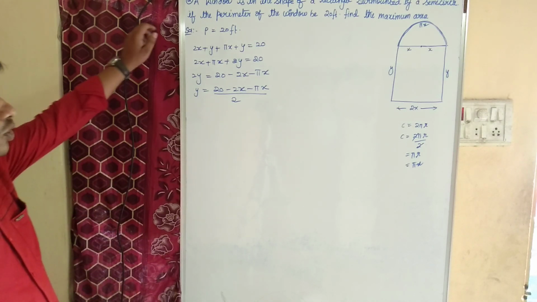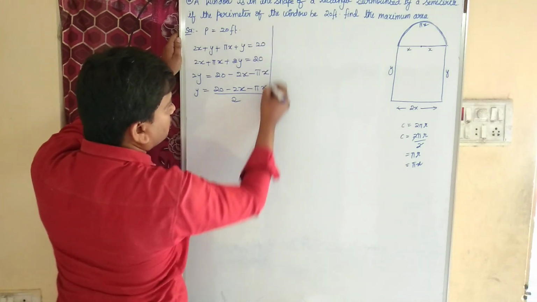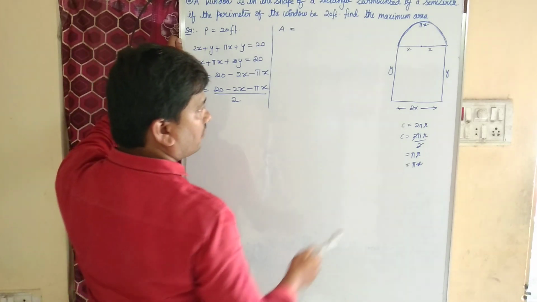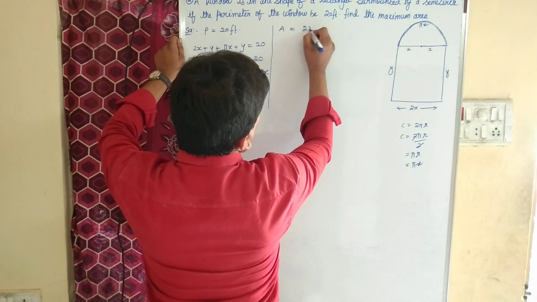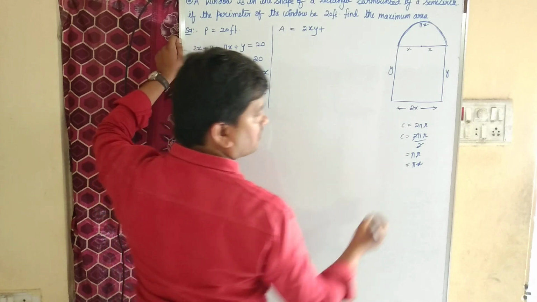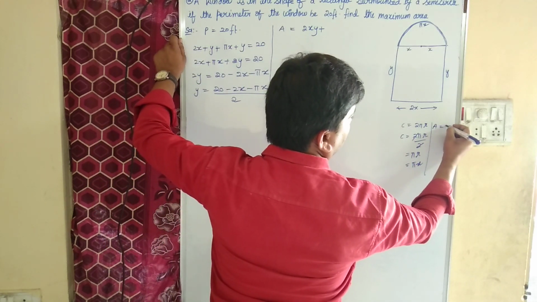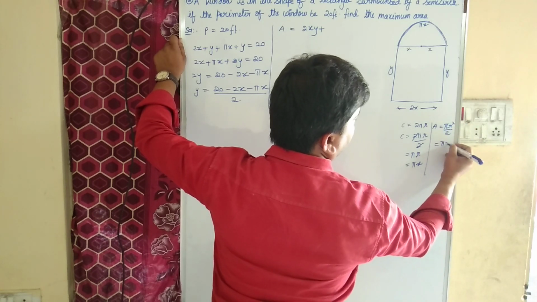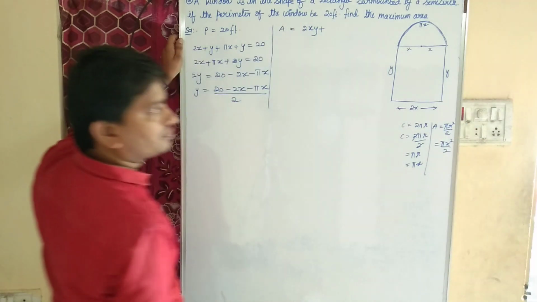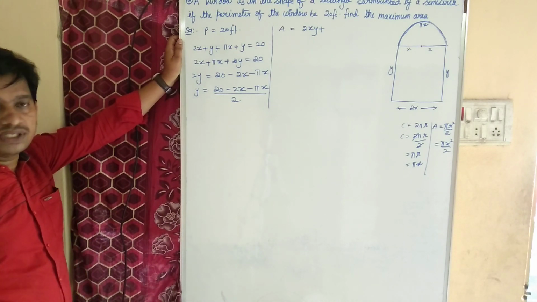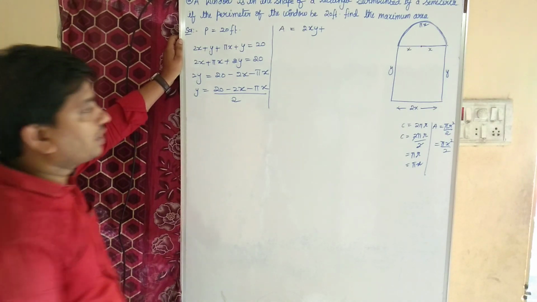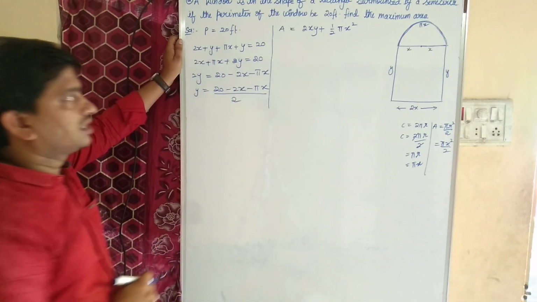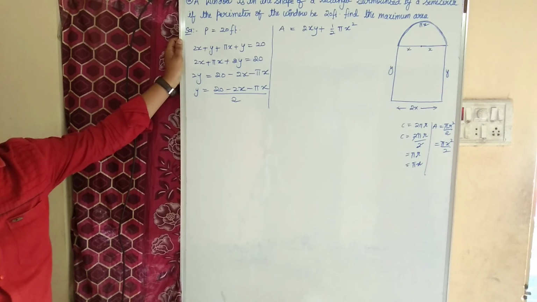Now let us find the total area. What is the area formula? Area of rectangle is length into breadth, 2x into y, 2xy, plus the area of the semicircle. Area of semicircle is pi r square by 2. Here radius is x, so pi x square by 2. Area of semicircle is half into pi x square. So A equals 2xy plus pi x square by 2.